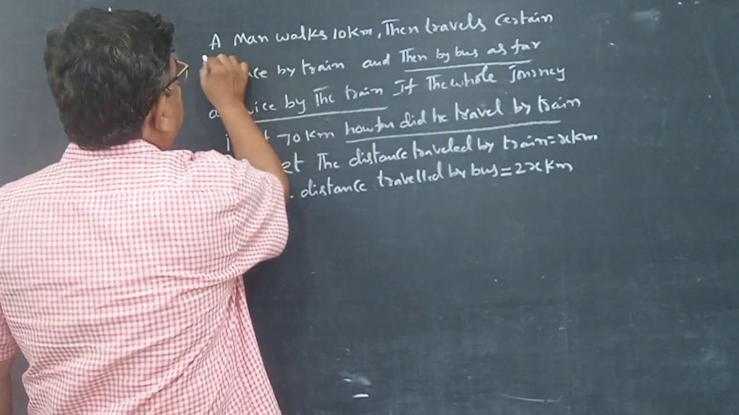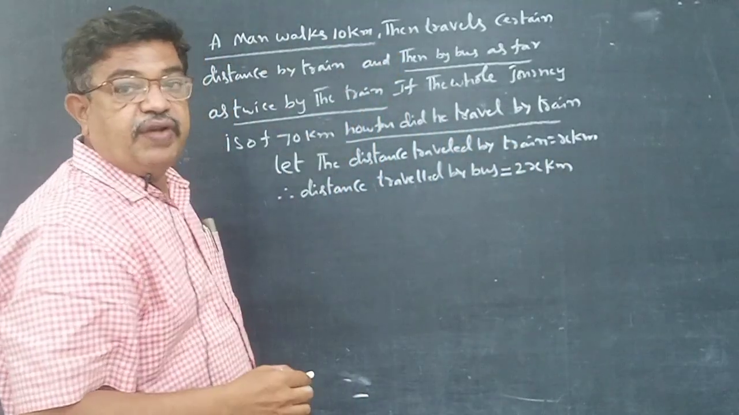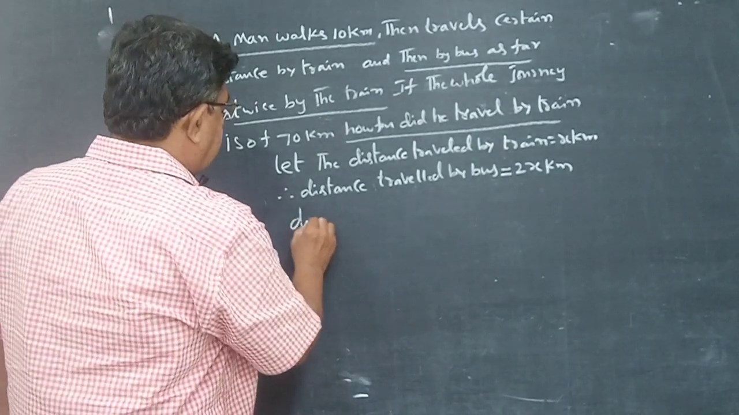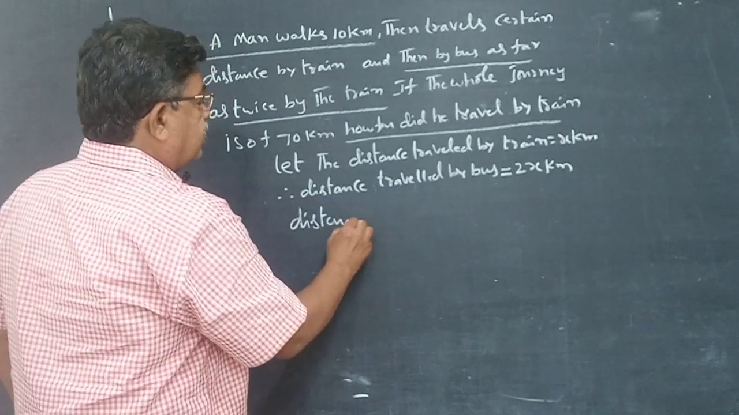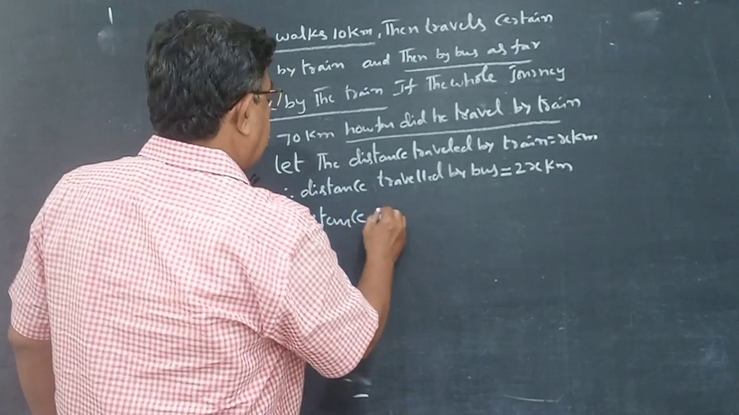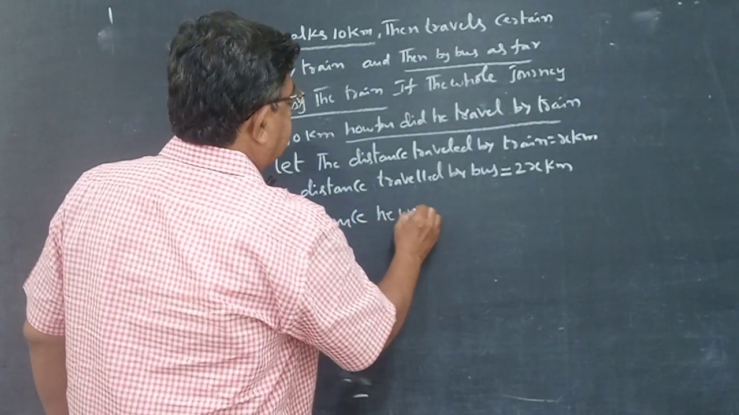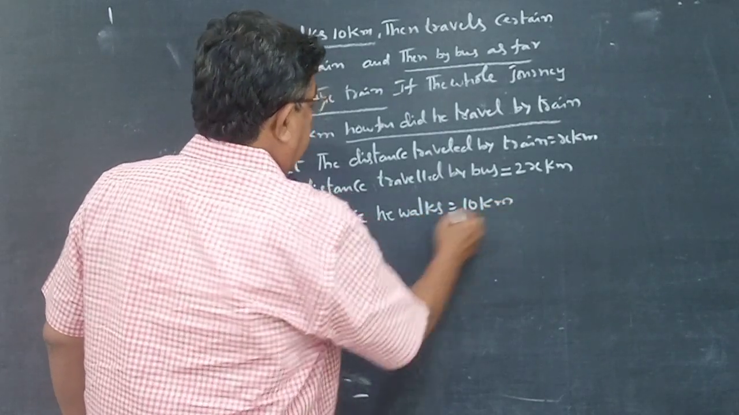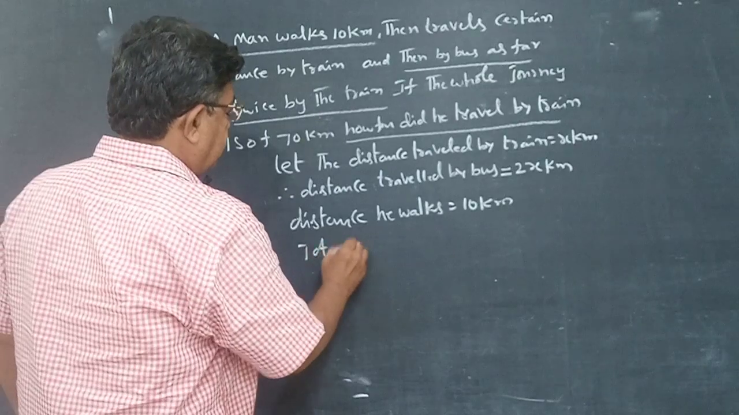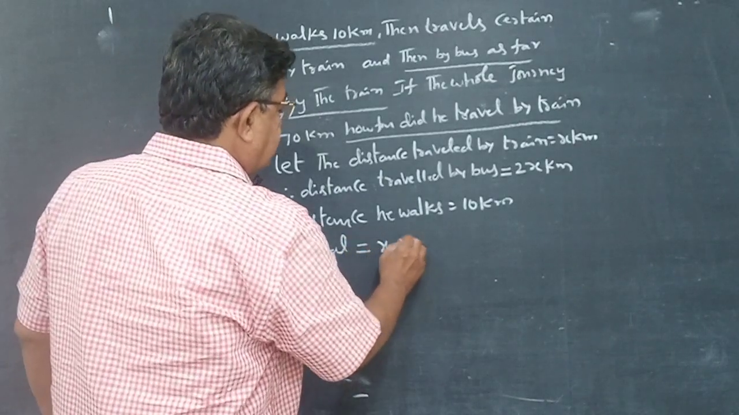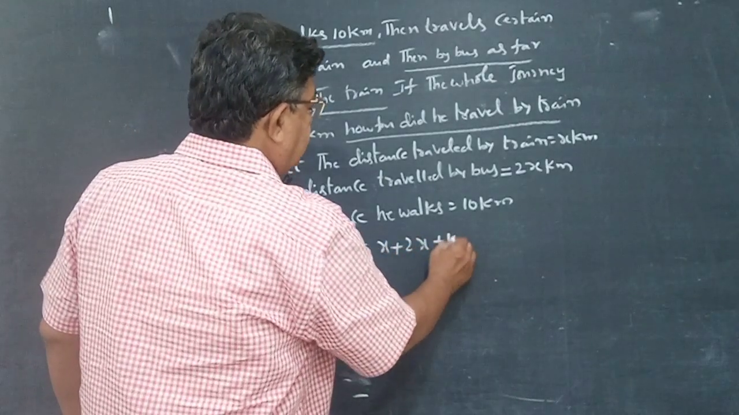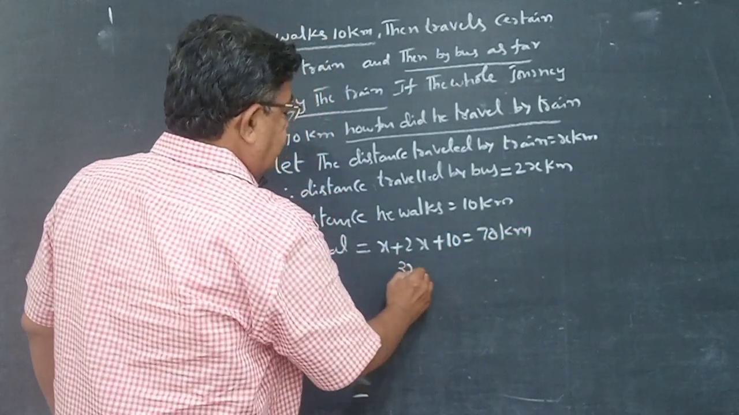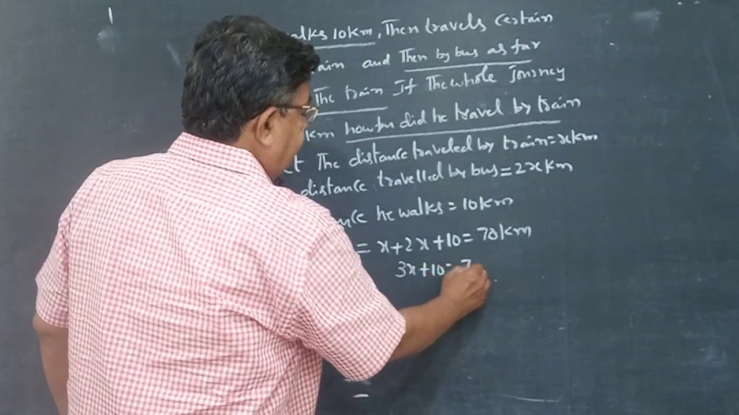In the beginning, a man walks 10 kilometers. So he went on walk also. That is 10 kilometers. Distance he walks is equal to 10 kilometers. Total is equal to x plus 2x plus 10 is given by 70 kilometers. So 3x plus 10 equal to 70.